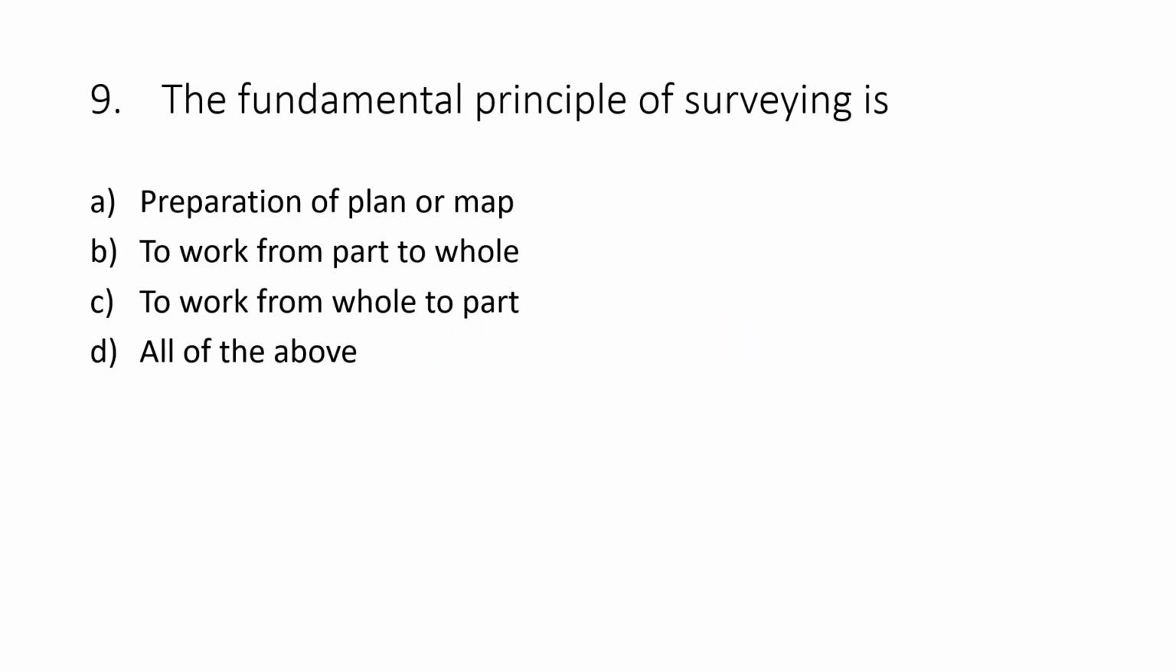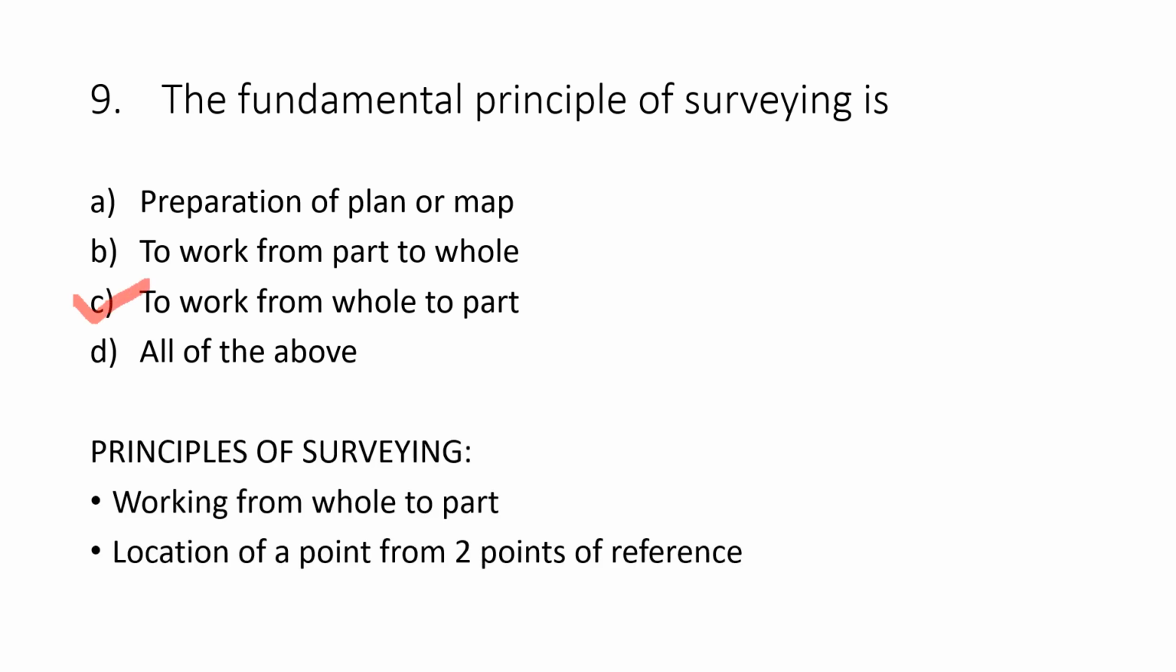Next, we are moving to the questions regarding the surveying. First one is, the fundamental principle of surveying is preparation of plan or map, to work from part to whole, to work from whole to part, and all of the above. This is the repeated question, and the answer will be to work from whole to part. We have two principles of surveying. First one is working from whole to part, and the second one is location of a point from 2 points of reference.